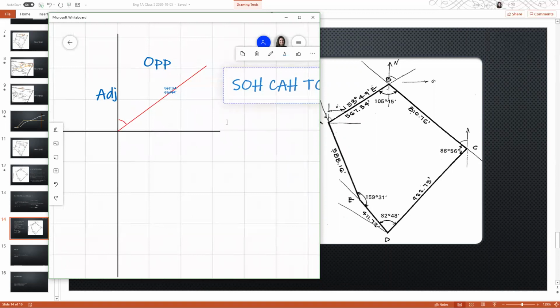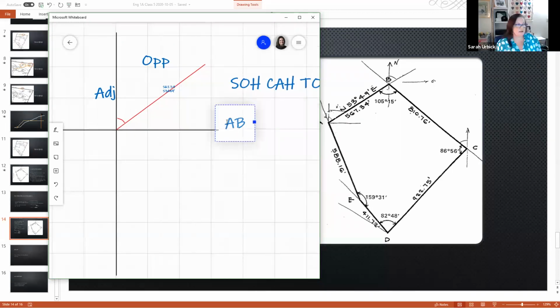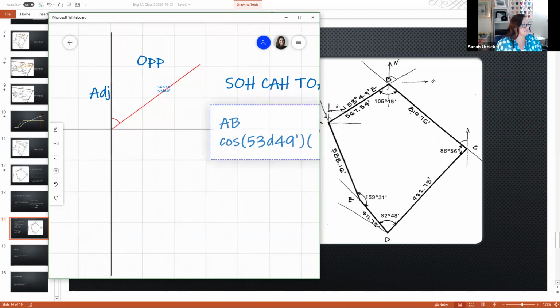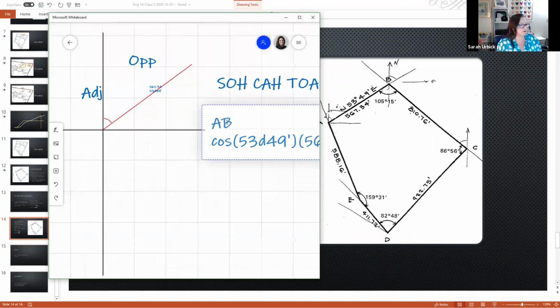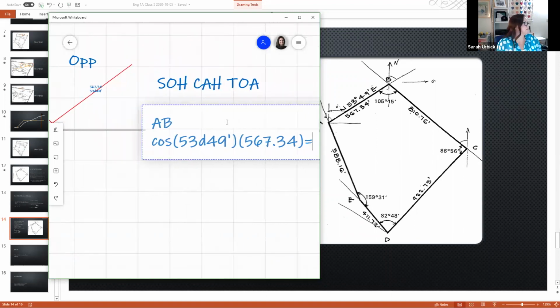Do another little text box. All right, so we'll call this one AB. So we have the cosine of our angle, which is 53 degrees, 49 minutes, times our distance, 567.34, equals, and this isn't going to let me insert a delta, is it? No. Okay. That is going to be our departure.